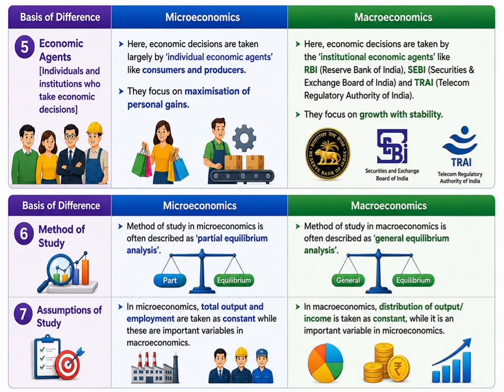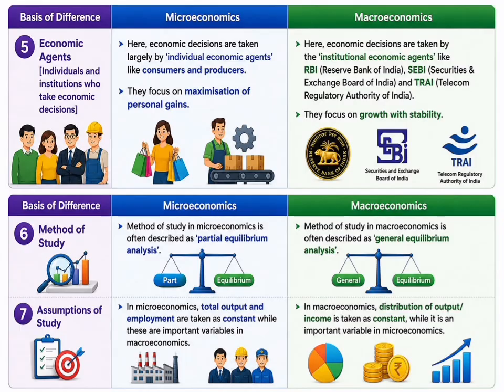Now, let's look at the seventh difference, assumptions of study. This point may look difficult, but let's simplify it. While studying one consumer or one firm, microeconomics assumes that the country's total output and total employment remain constant. It does not focus on national income or total employment. Suppose we are studying the demand for ice cream. We don't worry about how many people are employed in India or what the country's total production is. We assume those things remain unchanged.